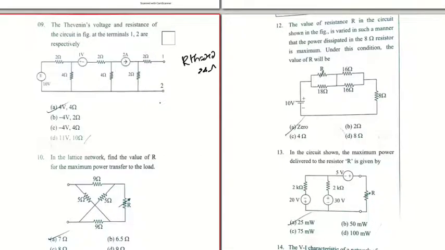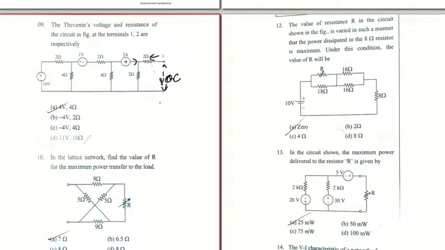Now we have to find our VTH, that is the voltage across these two terminals, or the open circuit voltage. We know that the 2 ampere current is coming over here. This is open circuited, so no current is going to flow across this 2 ohm.